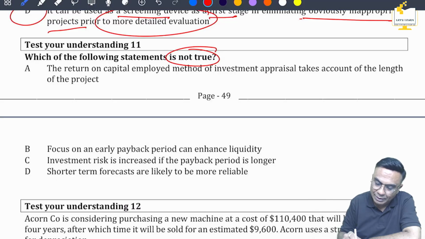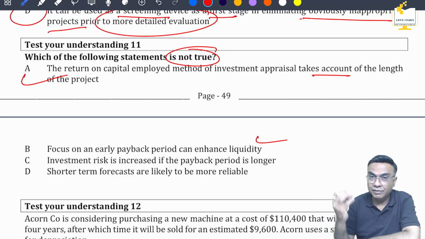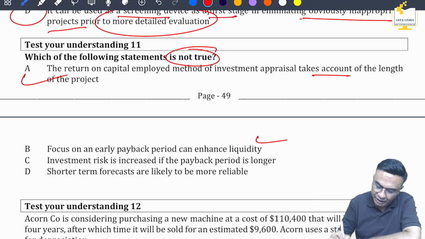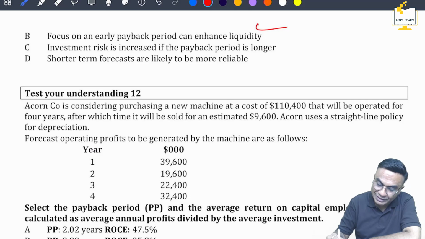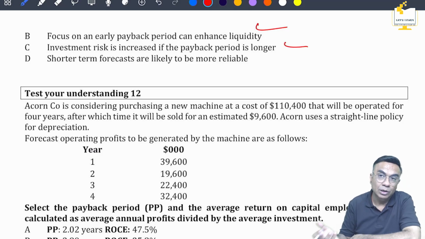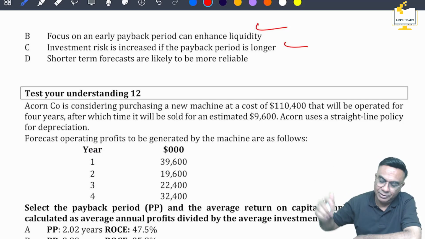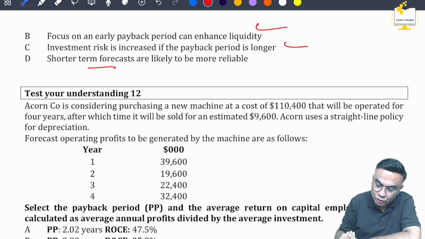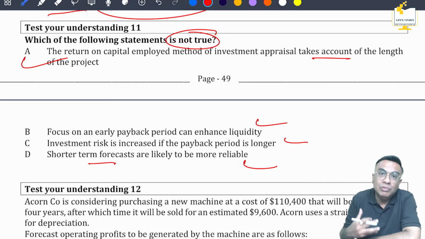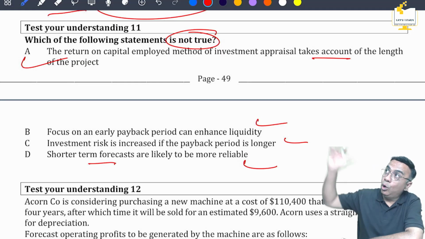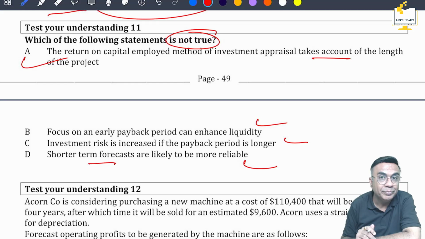Which of the following statements is not true? The return on capital employed method of investment appraisal takes into account the length of the project. No, for ARR it's a drawback, a limitation. It ignores the length of the project, so this is not true. Focus on early payback can enhance liquidity. Yes, if the payback period is less, your recovery is fast, so liquidity is better. Investment risk is increased if the payback period is longer. Obviously, the longer the payback, the later the recovery. Short-term forecasts are likely to be more reliable. Obviously, if you are forecasting for a short period, your estimation will be more correct. If you forecast for a longer period, your judgment may be wrong. I hope it is clear.